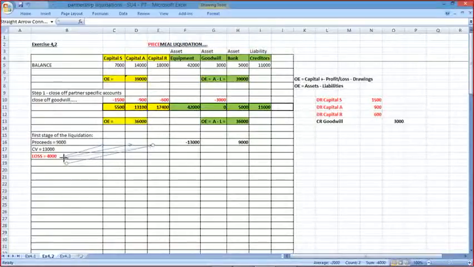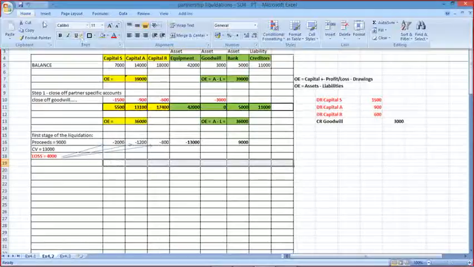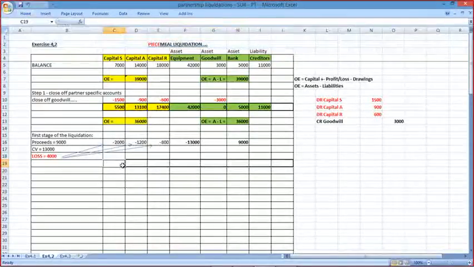And how do they share that loss? Well, 5/10, 3/10, 2/10. Good. So according to their profit sharing ratio, times 5/10, 3/10 and 2/10. Okay. So now you've got that step. Let's now total up that step and see what's left in the business. So this minus the 2,000 gives you that amount.